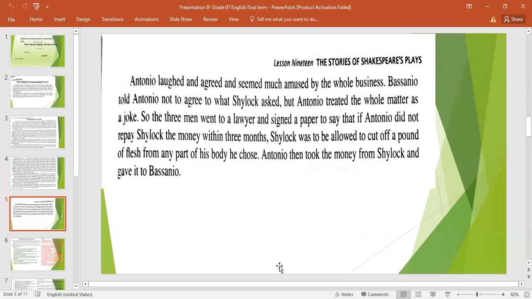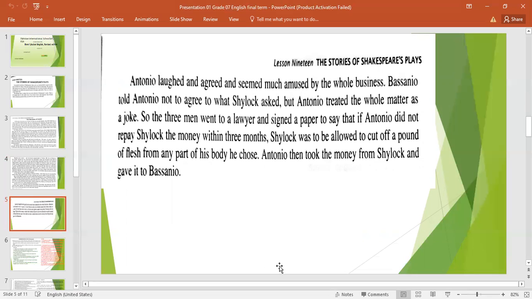So the three men went to a lawyer and signed a paper to say that if Antonio did not repay Shylock the money within 3 months, Shylock was to be allowed to cut off a pound of flesh from any part of his body he chose. Antonio then took the money from Shylock and gave it to Bassanio.